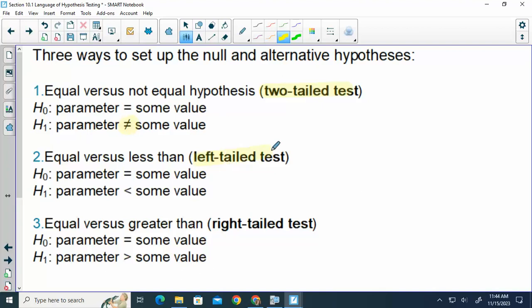If it's a left-tailed test, the null is always equal, the alternative is less than, something to the left. And then a right-tailed test is greater than, something to the right, something greater.